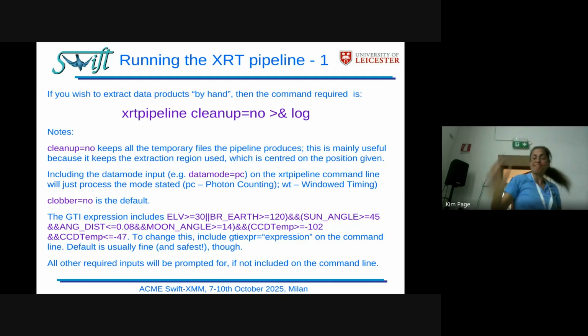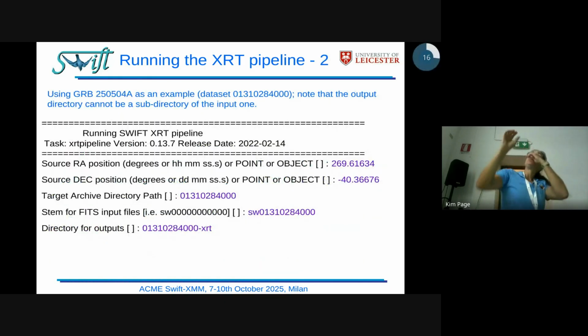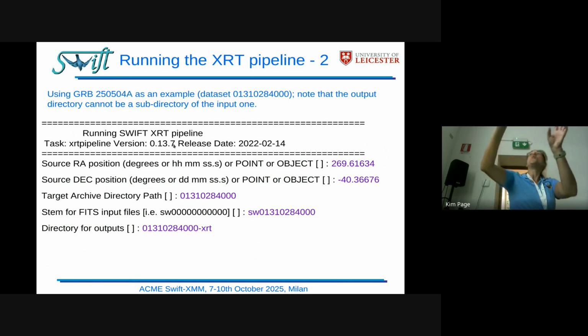So if we run XRT pipeline, these are the things that it will prompt you for. I'm using this GRB from back in May this year, just because it had PC and window timing mode and just seemed like a good one when I was putting these slides together. So this is what you would see written to the screen. The stuff in the black are the prompts written to the screen. What I've put in purple is me typing in.